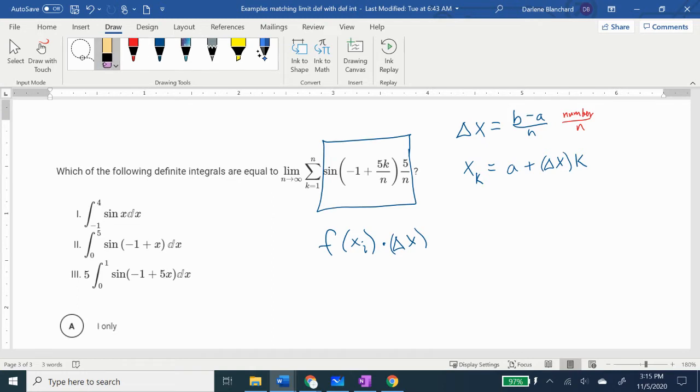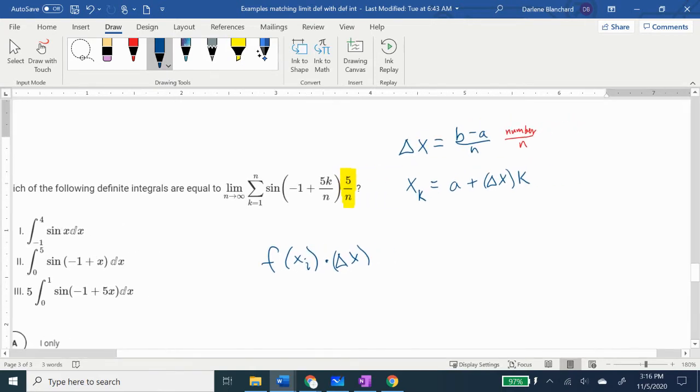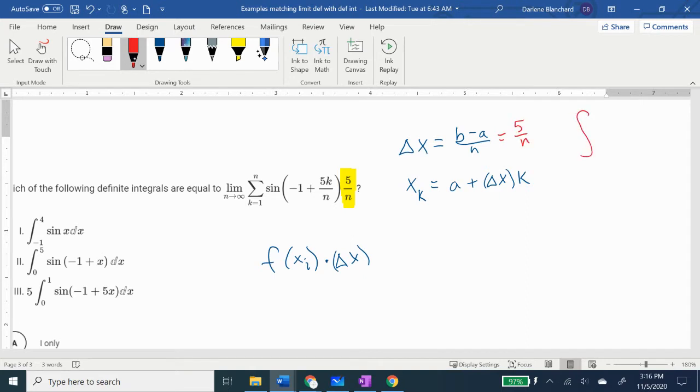So when I look at all of this, I am looking for a factor that is just a number divided by n. And I can see that right here. That is a good candidate for delta x. If that is delta x, that means that my a and my b are 5 units apart. So my integral is going to be from some a to a plus 5 of f of x dx.